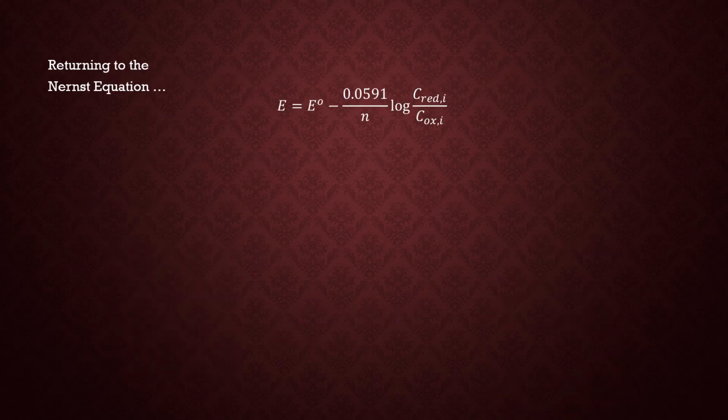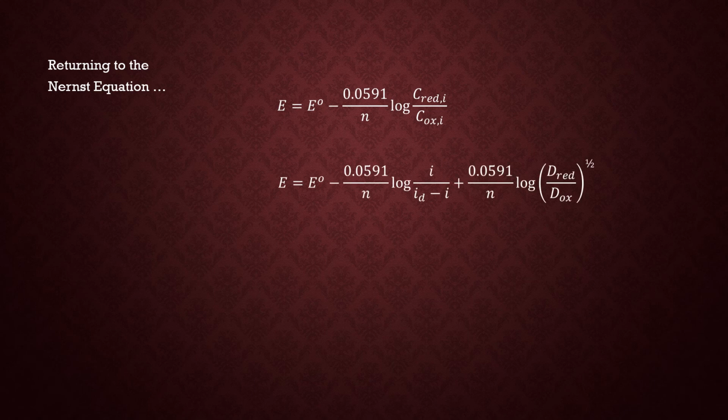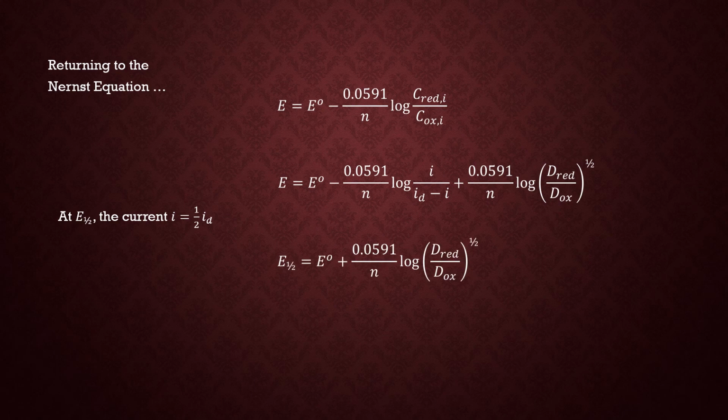So I do that now. I return to the Nernst equation. I substitute the two concentrations from the previous slide into the Nernst equation, and I get the following. I get one log term expressed in terms of the current, and the second expressed in terms of the diffusion coefficients. When I look at the specific case where the current is halfway up that ramp, namely 1/2 the diffusion current, and substitute this into the Nernst expression, that first term is going to disappear, leaving me with just the Nernst expression in terms of the diffusion coefficients.